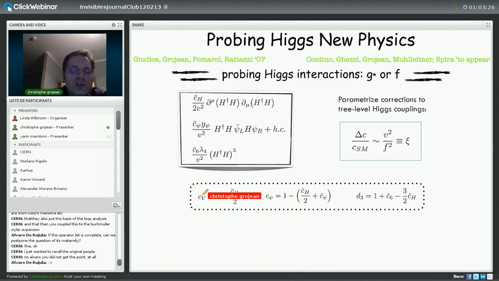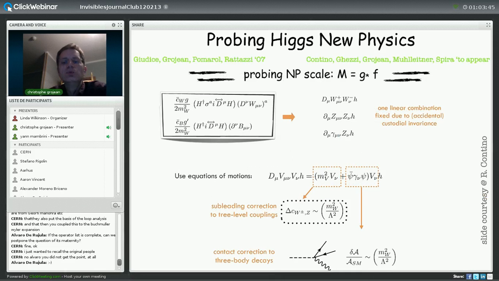To make the connection with the previous Lagrangian that I was describing, the modification of the coupling of the Higgs to the gauge bosons at the p squared level will get some correction that scales exactly like v squared over f squared compared to the standard model prediction. And this is also true for all the couplings to the fermions and also for the Higgs self-interaction.